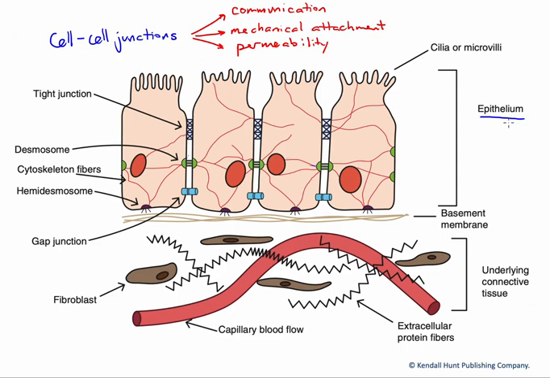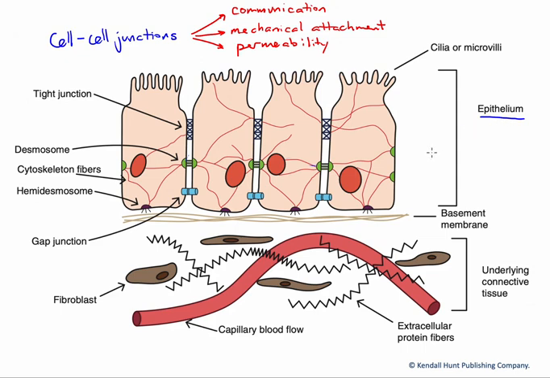And also, we're utilizing epithelium as a good example of cell-cell junctions, but it's not the only one. Cardiac muscle, skeletal muscle, smooth muscle, and a variety of other tissues will demonstrate cell-cell junctions. And we use epithelium only because it's such a cell-dominated tissue that it's a good example.